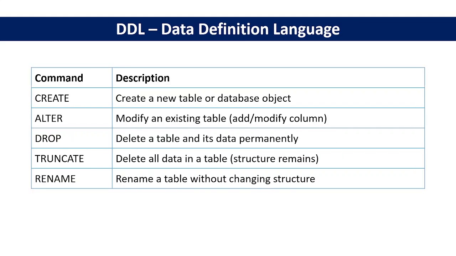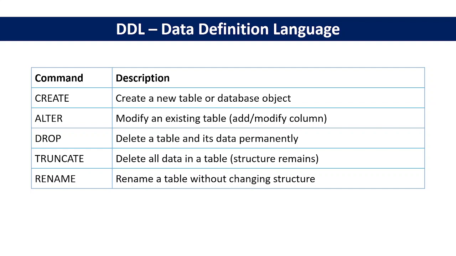So first one being DDL. DDL stands for Data Definition Language. This is all about the structure of the database, things like creating tables, modifying them, or deleting them. The create command is used to create new tables and define their columns and different data types. The alter command helps us to modify an existing table, like adding a new column.